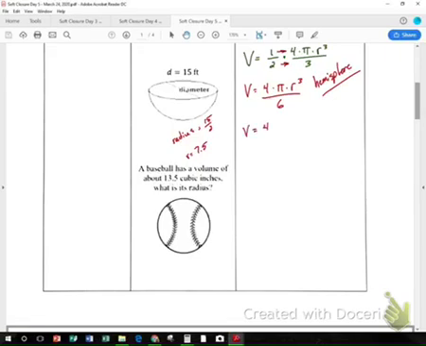Volume equals 4 times pi times 7.5 cubed, all that divided this time by 6. 6 because it's a hemisphere. We have to take half of the volume of the complete sphere. So, my trusty calculator. Clear. 4 times pi times 7.5 cubed.